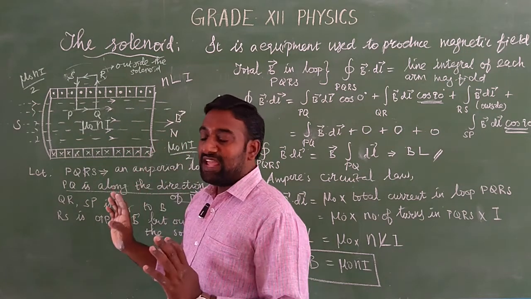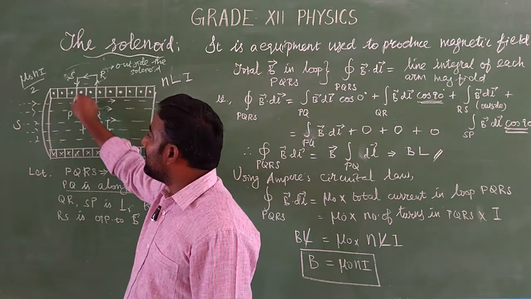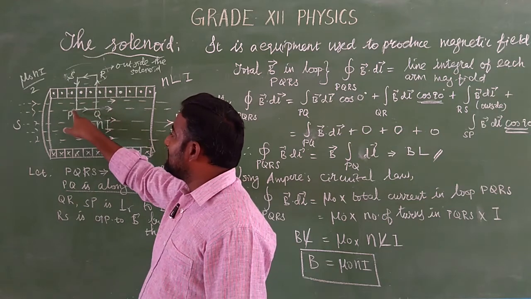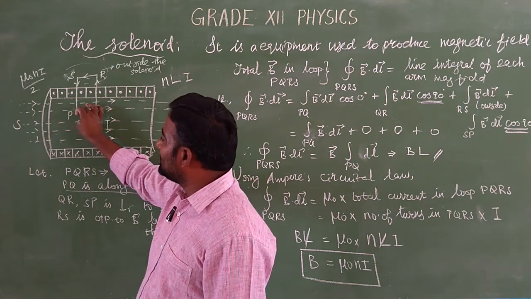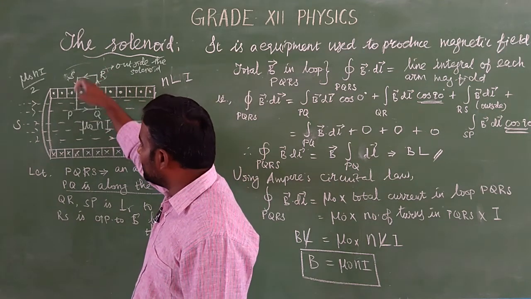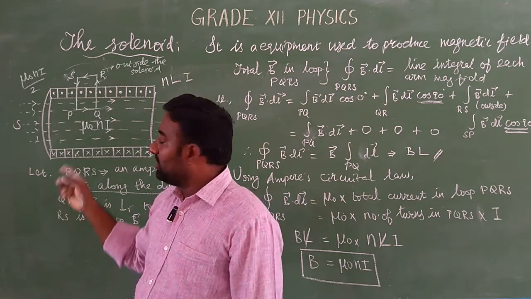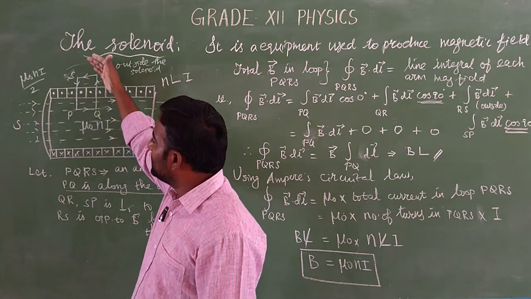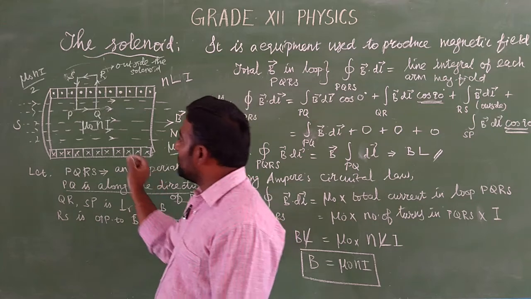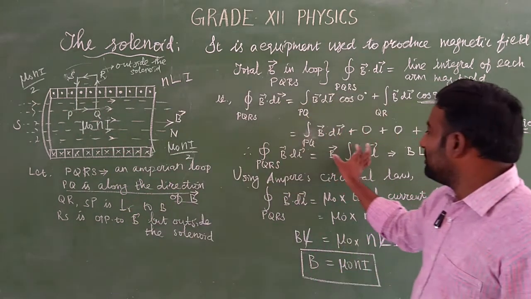Now our aim is to determine the magnetic field inside the solenoid. So we have taken an imaginary Amperian loop, the rectangular loop PQRS. Here PQ is the arm along the direction of the magnetic field, but QR and SP are perpendicular to the direction of the magnetic field, so they won't contribute. Moreover, RS is outside the solenoid, so the magnetic field there is also zero. So only the arm along the direction of the magnetic field contributes, and that alone we have considered.